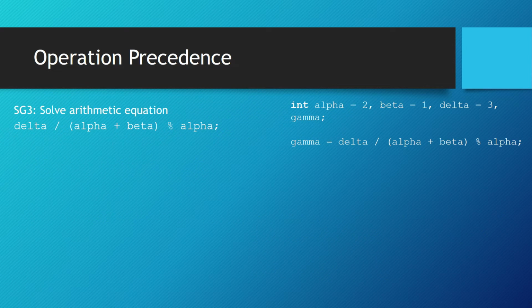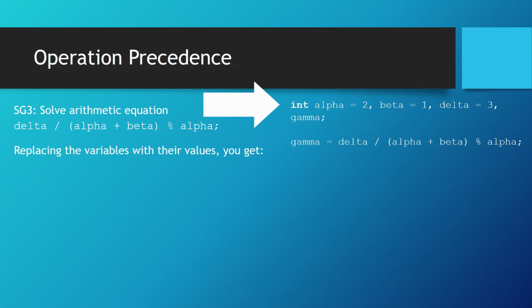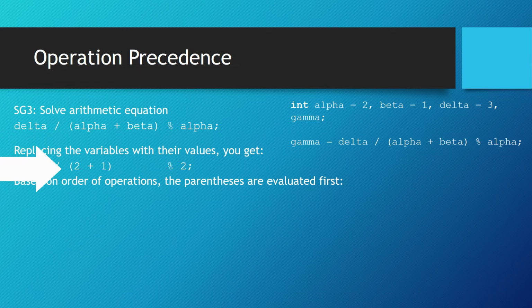Now we solve the arithmetic equation. Delta has a value of 3, alpha a value of 2, and beta a value of 1. Replacing the values, we get 3 divided by the quantity 2 plus 1 mod 2. Based on the order of operations, we evaluate the parentheses first. 2 plus 1 is 3. This gives us 3 divided by 3 mod 2.